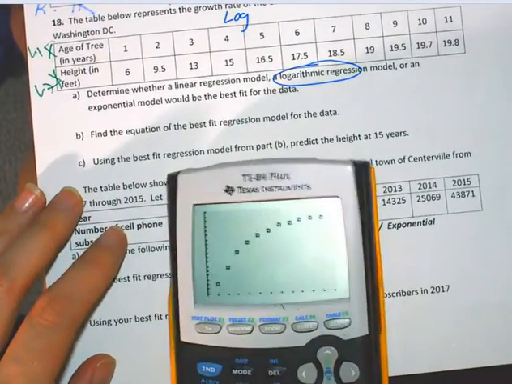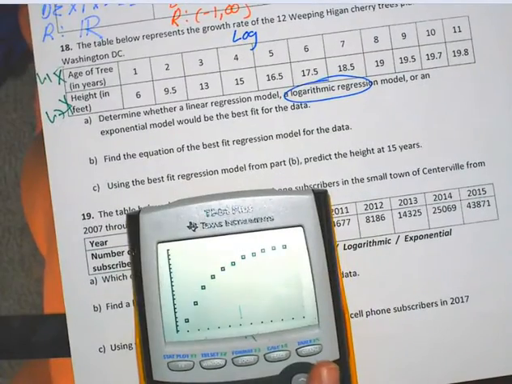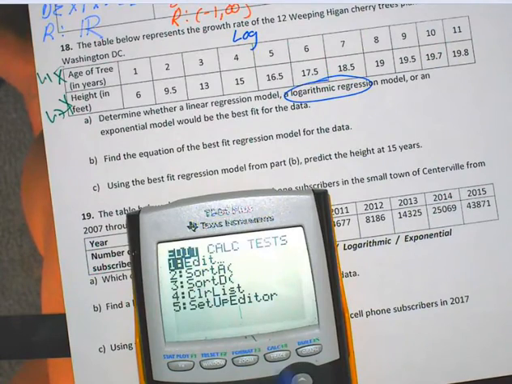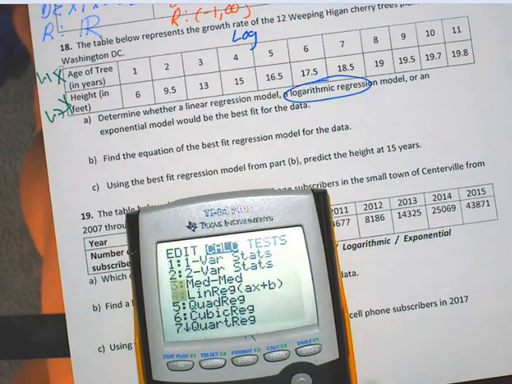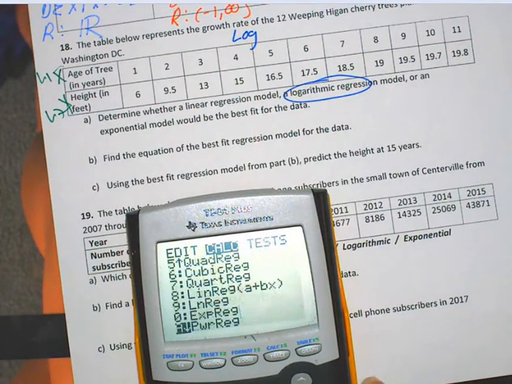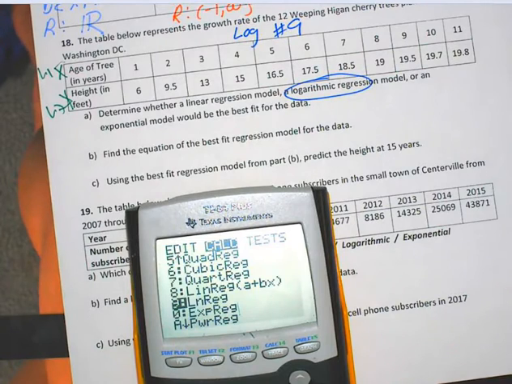All right, the next one says find the equation of the best fit regression model for the data. So now we need to go back to Stat, and this time we're going to go to Calc. Now you know you're calculating logarithmic. And remember, arrow down, and LnReg is going to be number 9. It says ln because it's the natural log. So that's number 9. Enter.